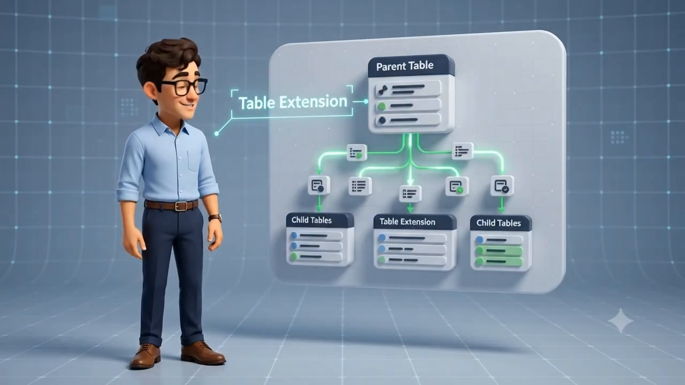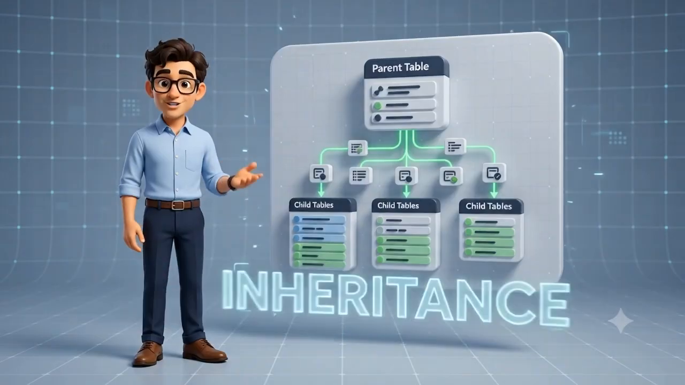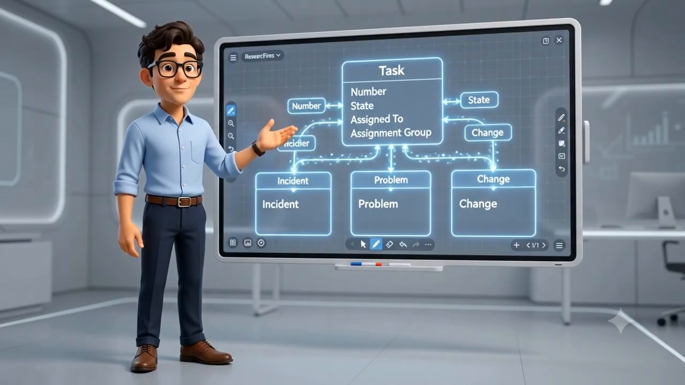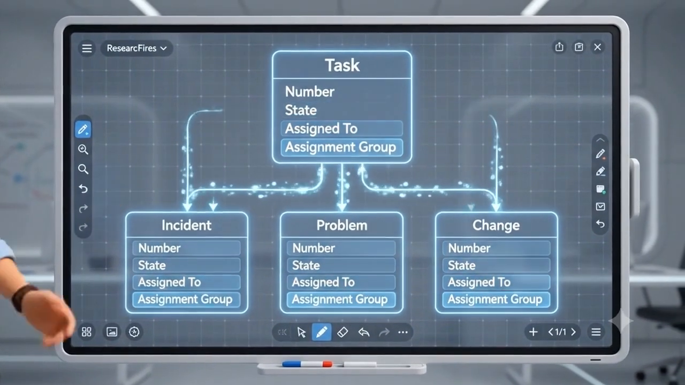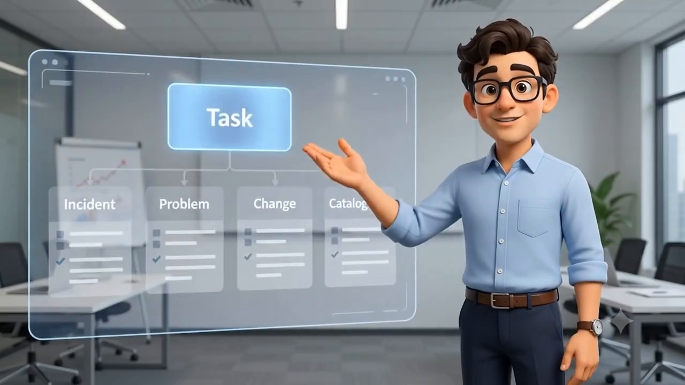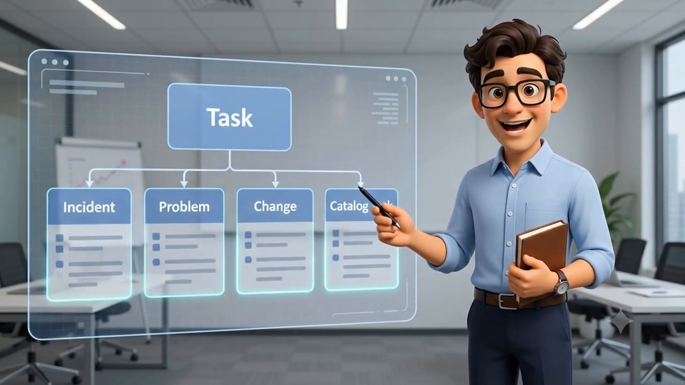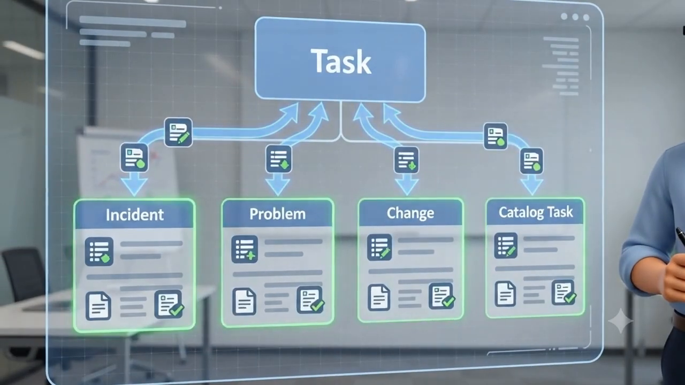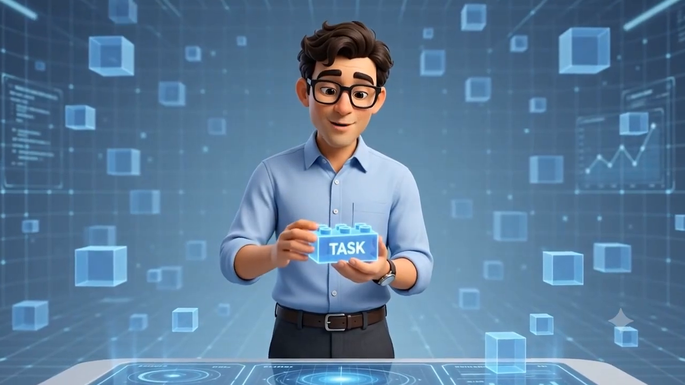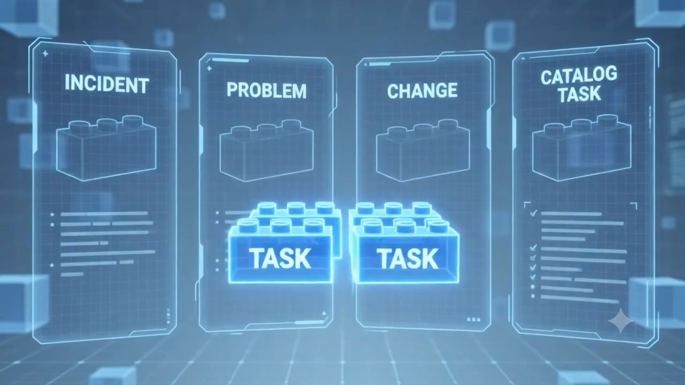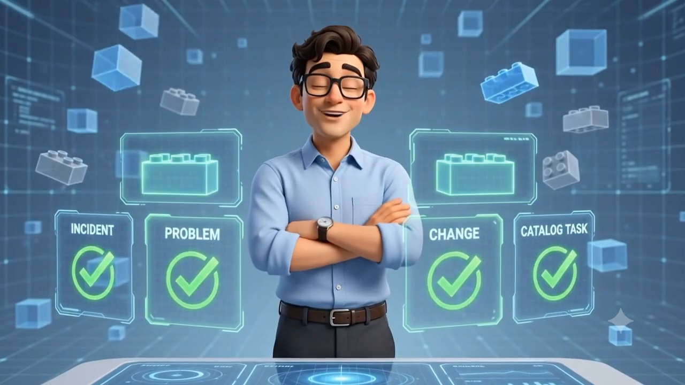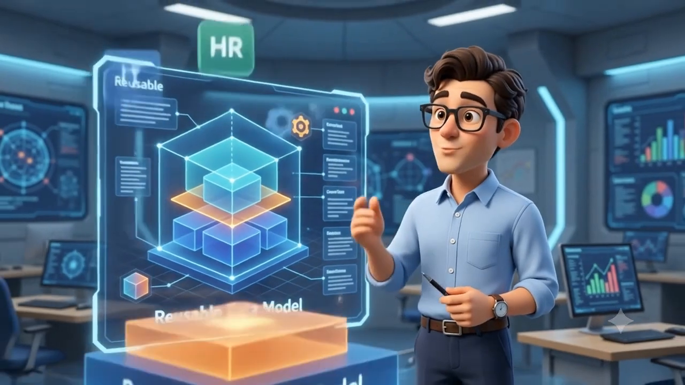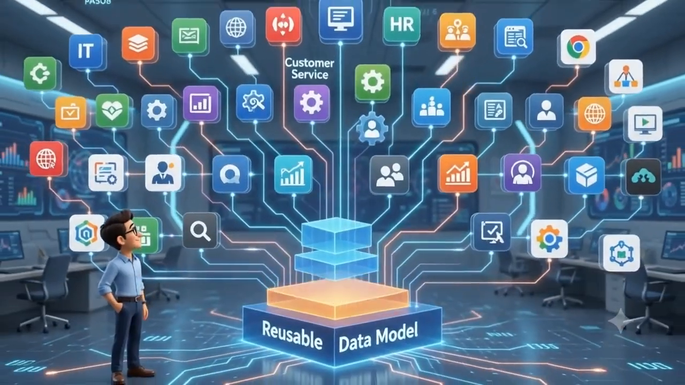ServiceNow uses table inheritance to allow tables to share common fields and functionality. A common example is the task table. Many task-based tables extend task and automatically inherit common fields and functionality. These child tables inherit fields like number and state. Incident, problem, change, and catalog task are examples of task-based tables that build on this shared architecture. This means developers can reuse common functionality instead of rebuilding the same structure for every application. This reusable data model is one reason ServiceNow can support many applications on a single platform.